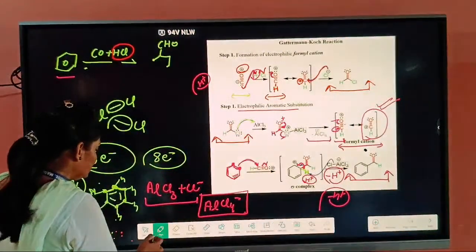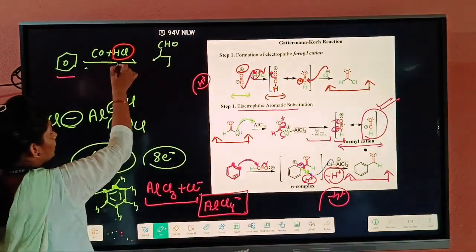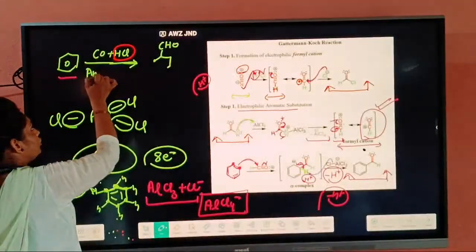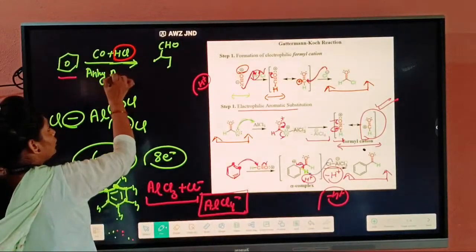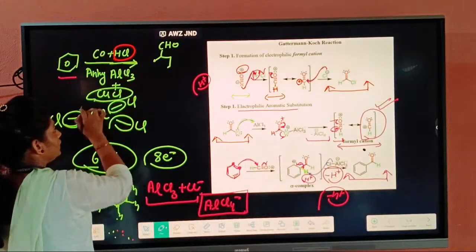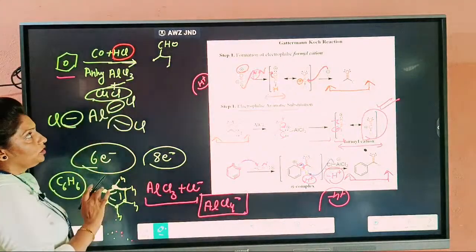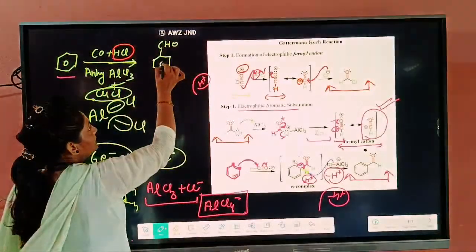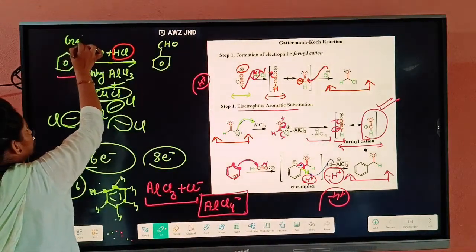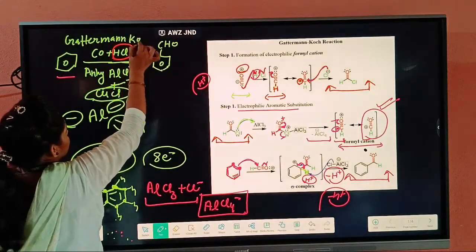So students, this is the reaction when benzene reacts with carbon monoxide and hydrogen chloride in presence of anhydrous aluminium chloride and cuprous chloride. We can take the presence of either aluminium chloride or cuprous chloride, then we will get benzaldehyde. So this reaction is known as the Gattermann-Koch reaction.